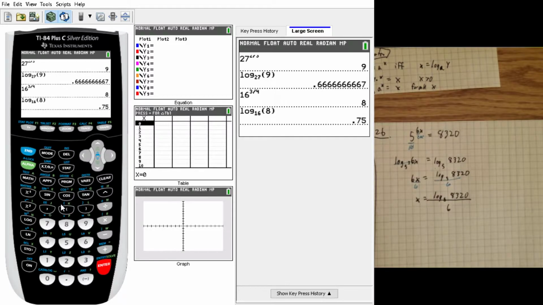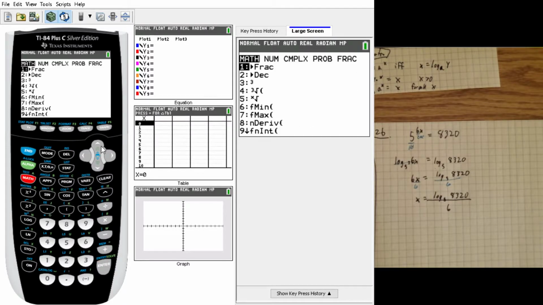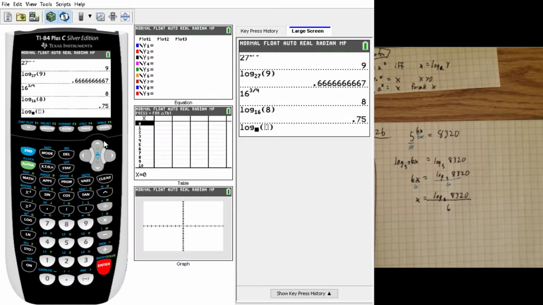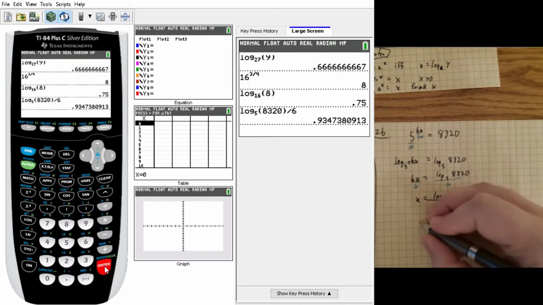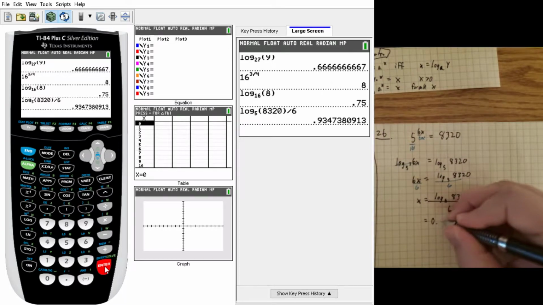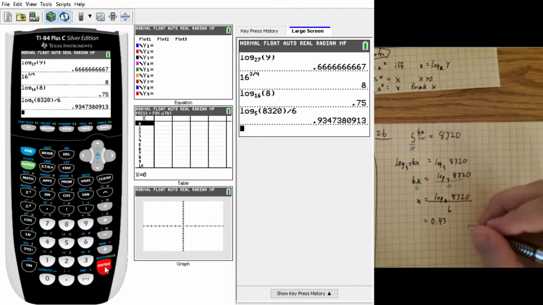Let's do it. So I do log base 5 of 8320. Oops. There we go. Divided by 6. And we get an answer of 0.93. It said 3 decimal places in the instructions. Yep. 0.935. Rounding correctly.